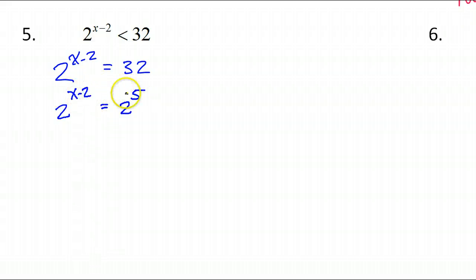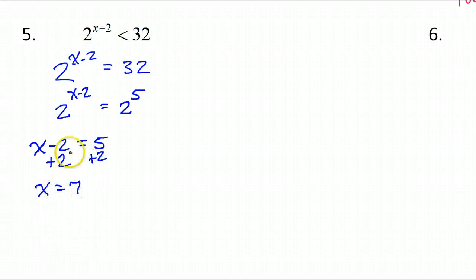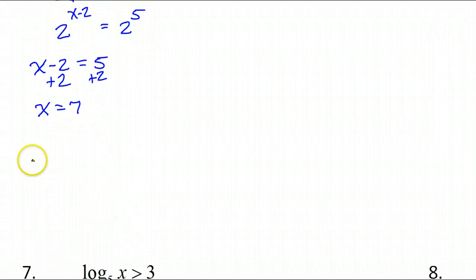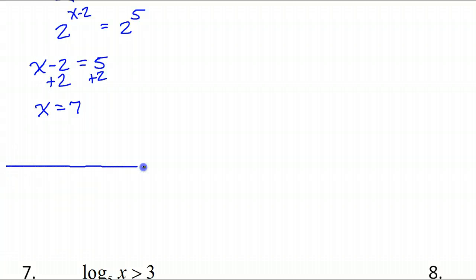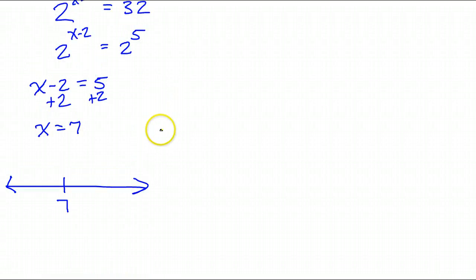That means I can set these exponents equal to each other. So x minus 2 is equal to 5. Adding 2 to both sides, I get x equals 7. That is a critical value. It's not the final answer, but it's a place to start. So let's make our number line. Okay, so here's 7. Now I need a test value.